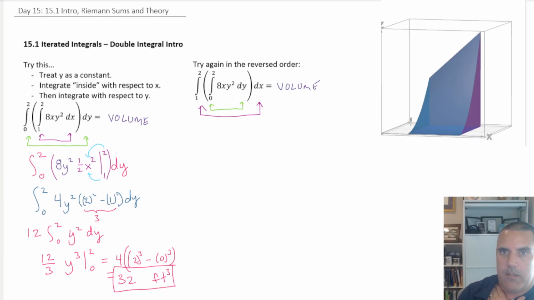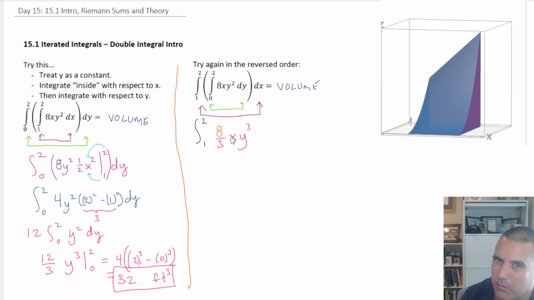Okay, let's do it the other way. So go ahead and try and see what happens when you do it the other way. So treating y as if it's the variable, your first step in integration would be, we'll write all this out. The integral from 1 to 2, here's what you're going to get, 8 thirds x y to the third. The 8 and the x were coefficients. The y squared became 1/3 y to the third, 0 to 2.